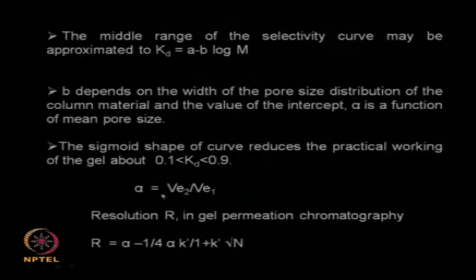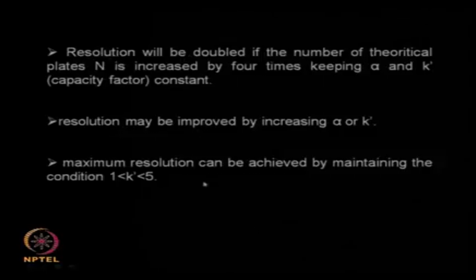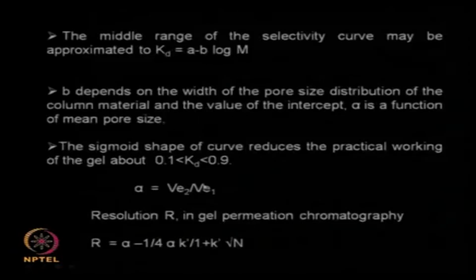Now here alpha is equal to VE2 by VE1, okay. Now there is a parameter called resolution. If you have two components, the resolution is the separation of the peaks of these two components. This resolution is given by this relationship: alpha minus 1 by 4 alpha, times k dash by 1 plus k dash, times square root of n, okay. So resolution will be doubled if the number of theoretical plates n is increased by 4 times, because you have a square root of n, where n is the number of theoretical plates, okay.